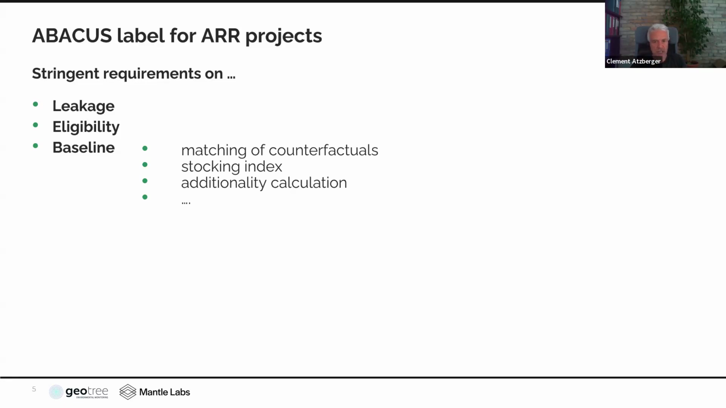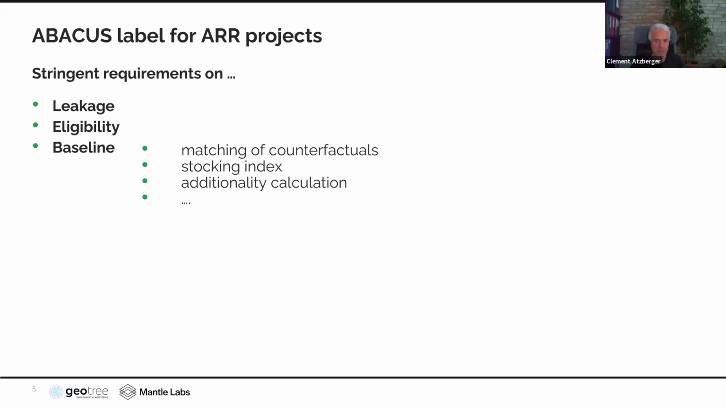So each of your project plots, you match against 30 to 100 counterfactuals. And I will show you how we do this later. Then you need in this dynamic baseline, obviously, to calculate the above ground biomass or kind of stocking index. And you need to compare the performance of your plot against the counterfactuals. So this gives you the degree of additionality, which can vary between 0% and 100%.